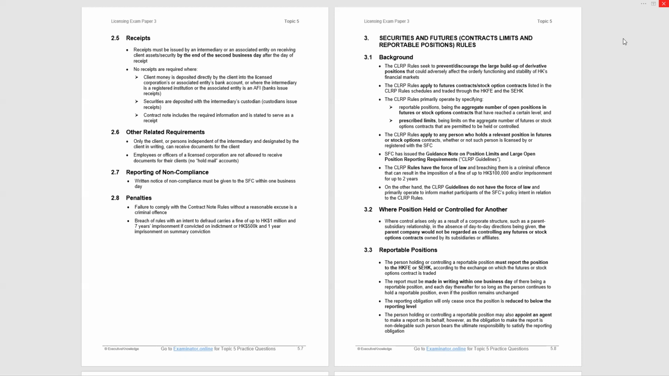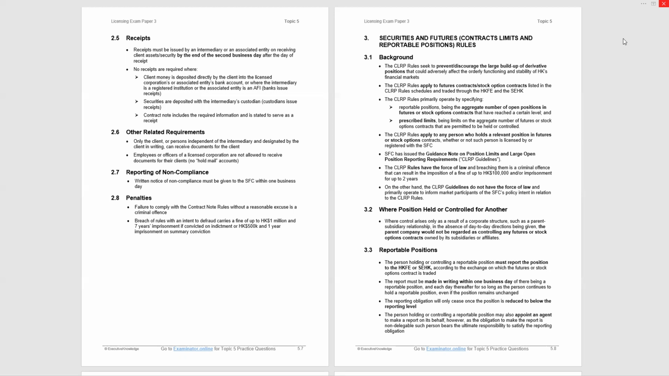The rules apply to futures contracts and stock option contracts listed in the rules schedules. I wouldn't worry about that. We don't need to know the individual futures and options. And traded through the futures exchange. Remember, futures and options on futures are traded through the futures exchange, while options on securities are traded through the stock exchange.